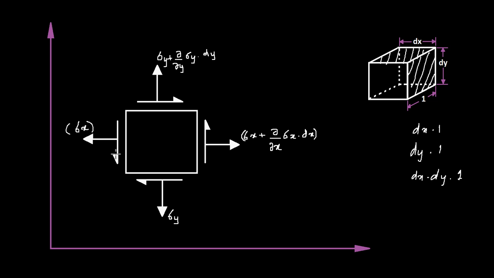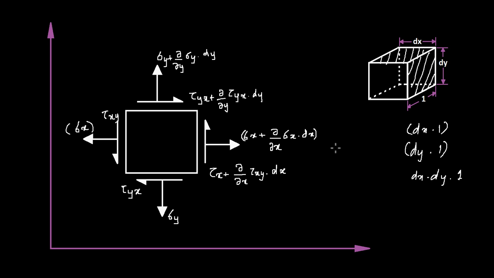Now you have a shear stress acting here. Let's take it as tau xy, and therefore you will have a corresponding shear stress in this plane as well, and you can write it as tau xy plus a rate of change of tau xy times dx. And similarly you have a tau yx here, and therefore you will have a tau yx plus a rate of change of tau yx times dy acting on this plane, which again is dx times 1. The area of the planes is dx times 1 and dy times 1.